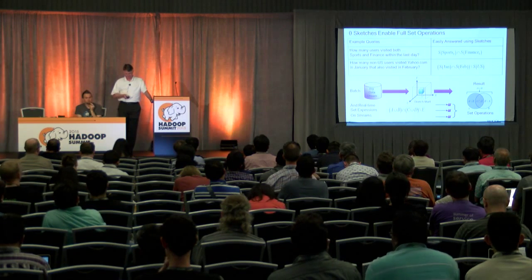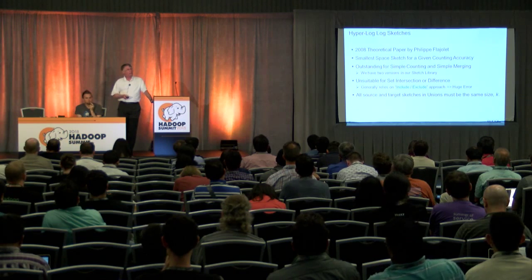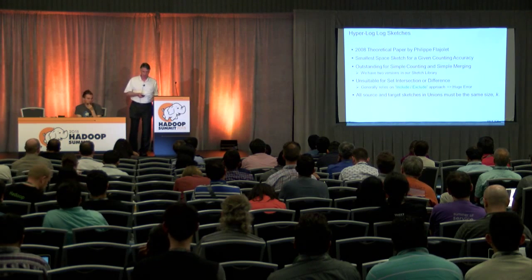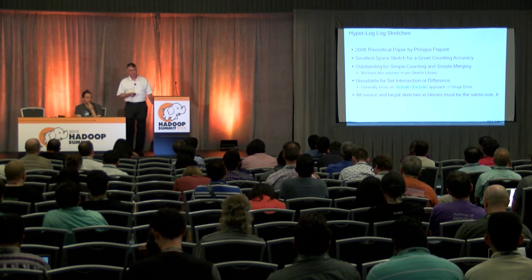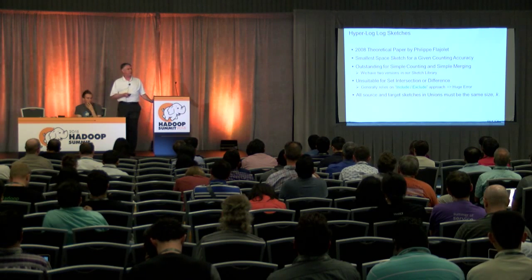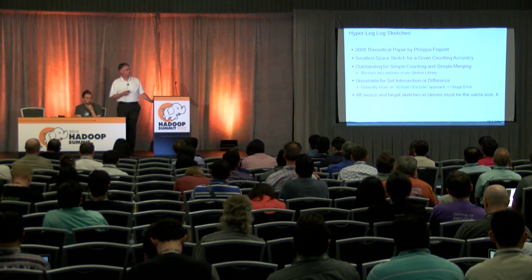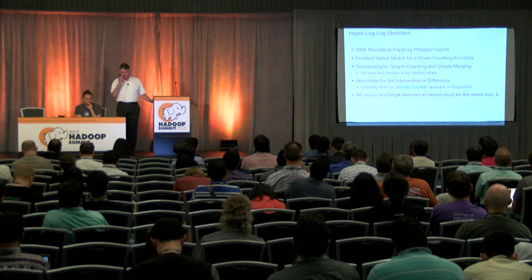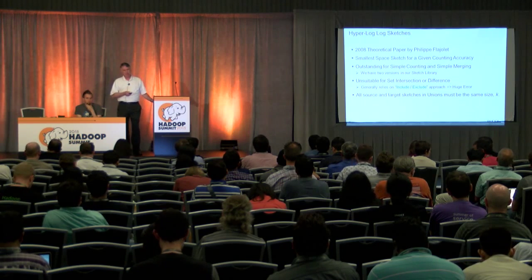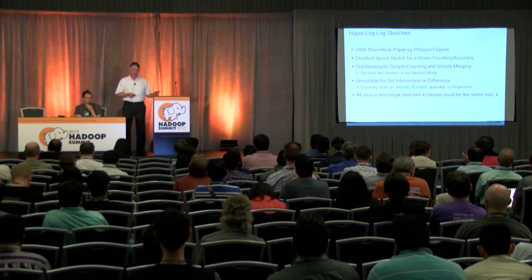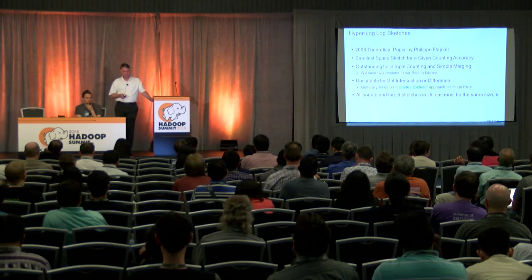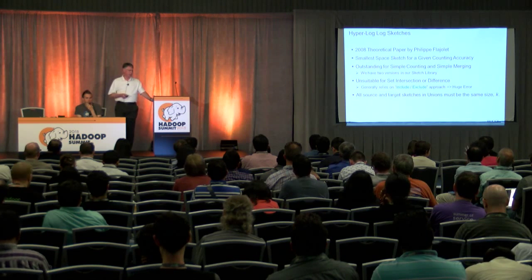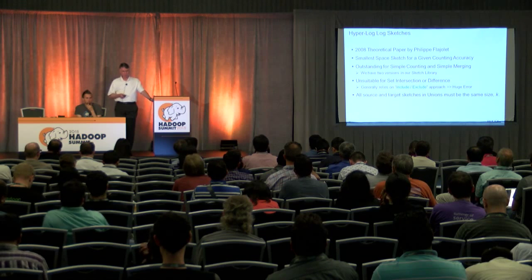Now, I'd be remiss if I didn't talk about the HyperLogLog sketch. This has gotten a lot of popularity. It was invented by Philippe Flajolet, a French mathematician, who really is the one that launched this whole science of sketching. In about 2008, it was a theoretical paper, and has exploded in use since. HyperLogLog is a lot more complicated to explain, but it is the smallest space sketch for a given counting accuracy. It's about eight times smaller than the sketch I just explained to you. It's outstanding for simple counting and simple merging.